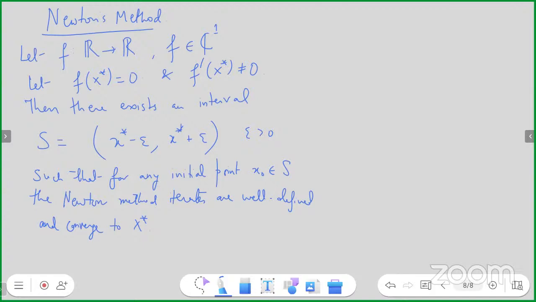This is a valid criticism of this kind of guarantee: that if you start close, you converge. Now, how do I know whether I'm starting close enough or not? So that is left open. Okay, so how would you prove something like this? You want to prove that if you start close enough, so you have the choice of epsilon to produce, such that if x0 belongs to this interval S, then it will converge.